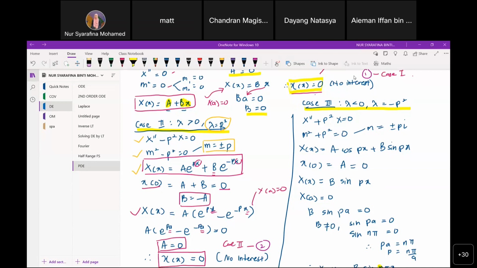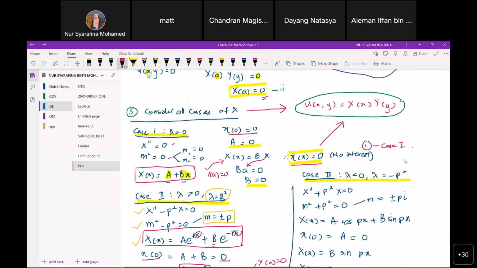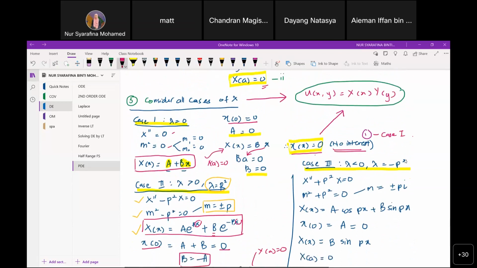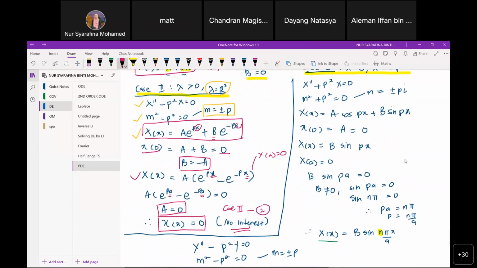We want to have the solution. And remember, take note that when the answer is no interest, meaning trivial solution, there will be no mark given for the trivial solution. Just focus on the case of having the solution.